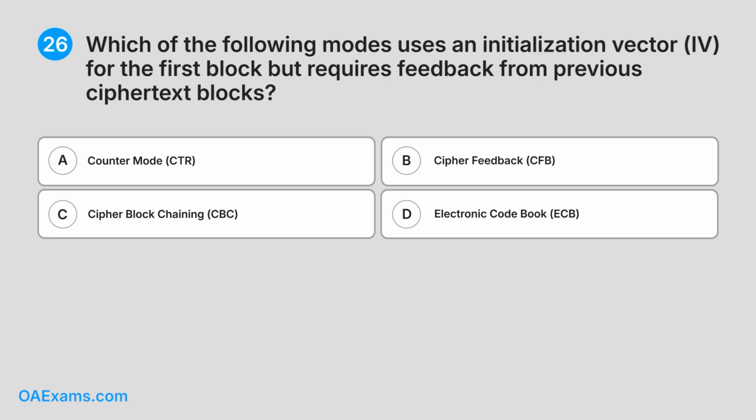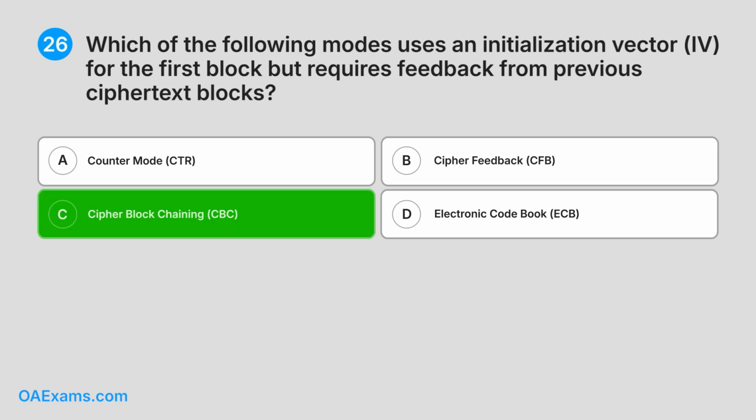B. Cipher feedback, CFB. C. Cipher block chaining, CBC. D. Electronic code book, ECB. Do you know the answer? Correct answer: C. Cipher block chaining, CBC.